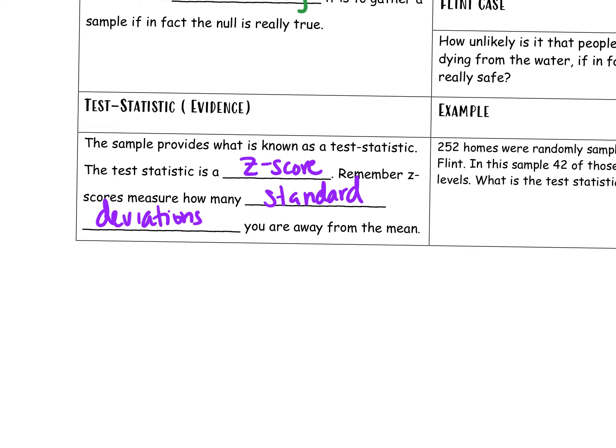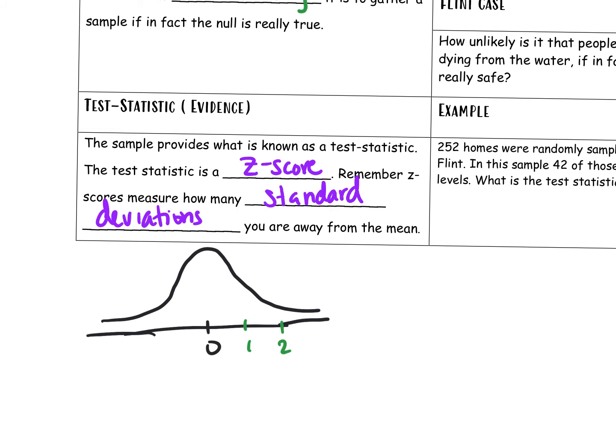And what happens is this: every z-score is on a normal curve. They're all on normal curves like this, and they all have a mean of 0 and a standard deviation of 1. And remember, there are 6 standard deviations under every normal curve.